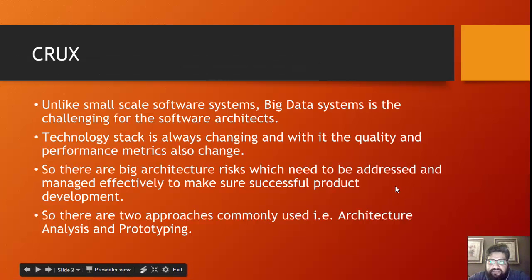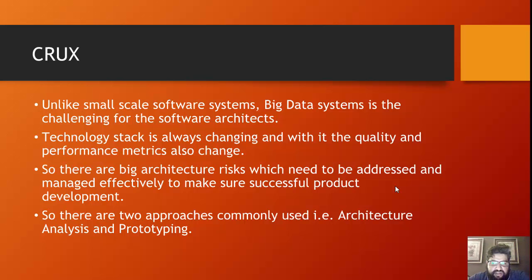Unlike small-scale software systems, designing a big data system is a challenge for software architects. This is because of numerous reasons. Firstly, the technology stack for big data is continuously changing, and with it, the quality and performance metrics are also changing rapidly. Considering this fact, there are many architecture-related risks involved that are to be addressed in a timely and effective manner in order to avoid long-running anomalies in the product development cycle.